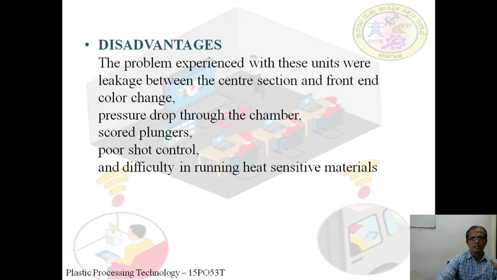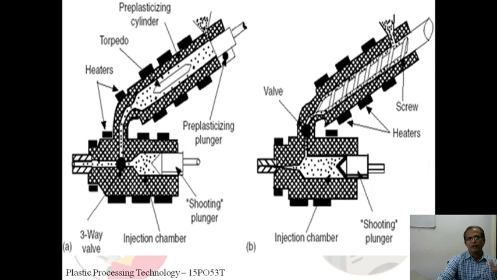Heat sensitive material means some materials are very sensitive to heat. When you heat more, then color fading, overheating and degradation of the material takes place. If you heat less, then it will not melt properly and it will cause certain problems during production, and we will not be able to get a product of good quality.